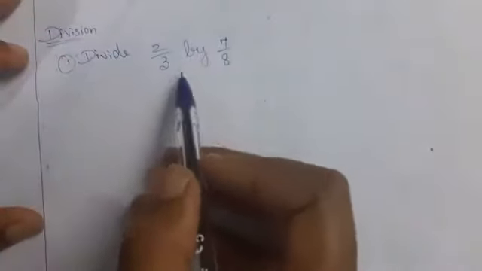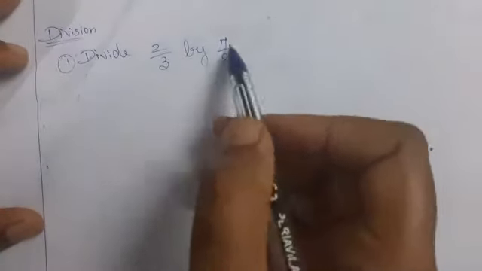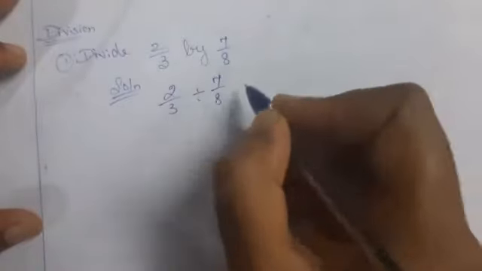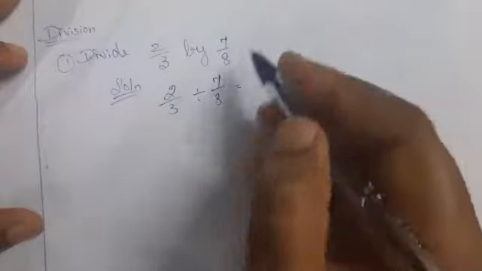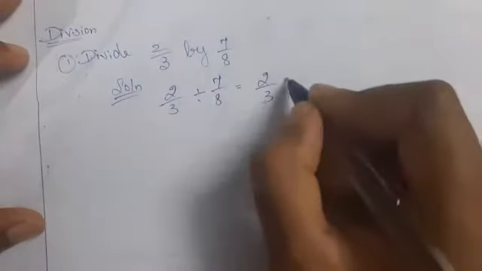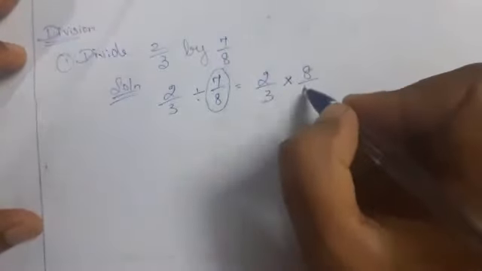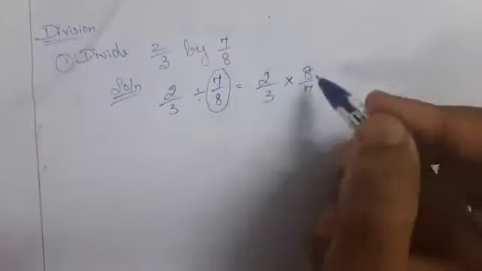Fourth one, division. For the division, just see one example. Divide 2 by 3 by 7 by 8. For this, you write 2 by 3 divided by 7 by 8. First change the division sign as multiplication. 2 by 3, change the division as multiplication. For that, you must change this as 8 by 7. The reciprocal of 7 by 8 is 8 by 7.